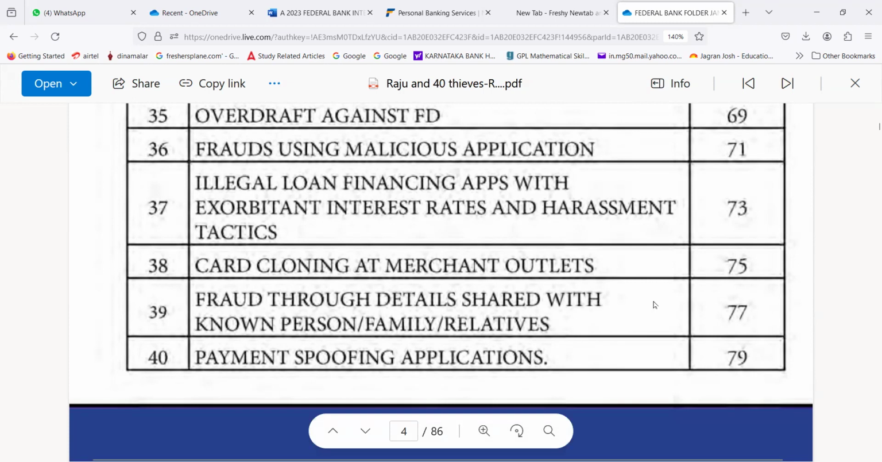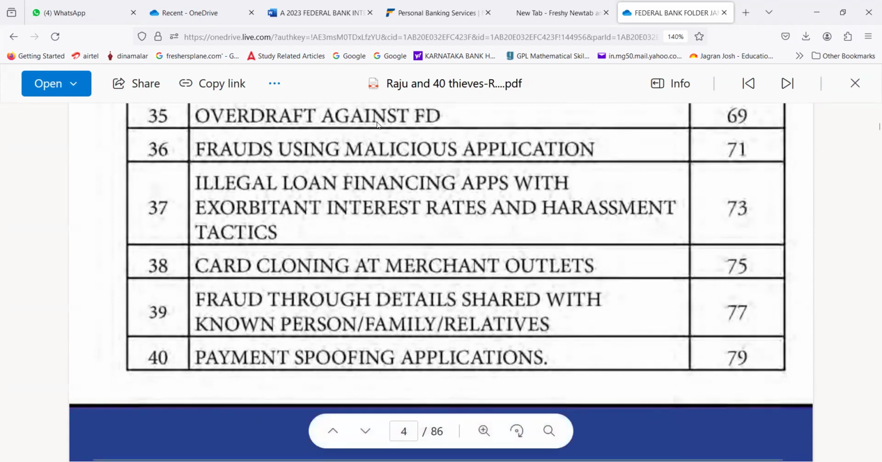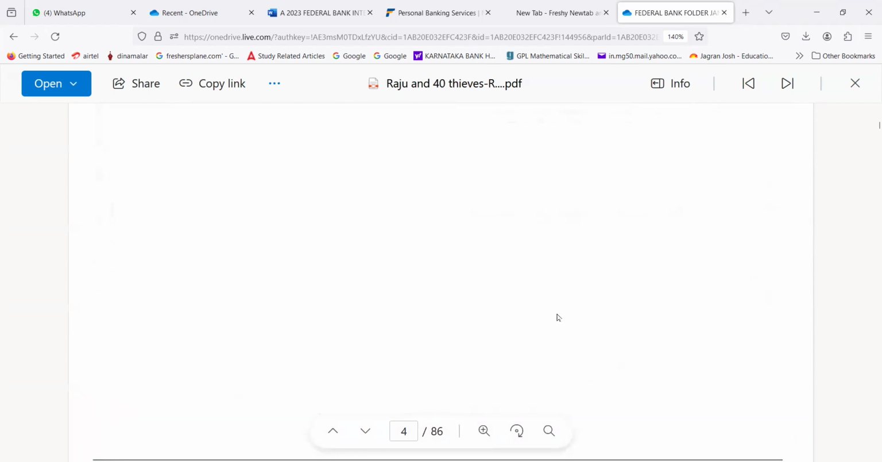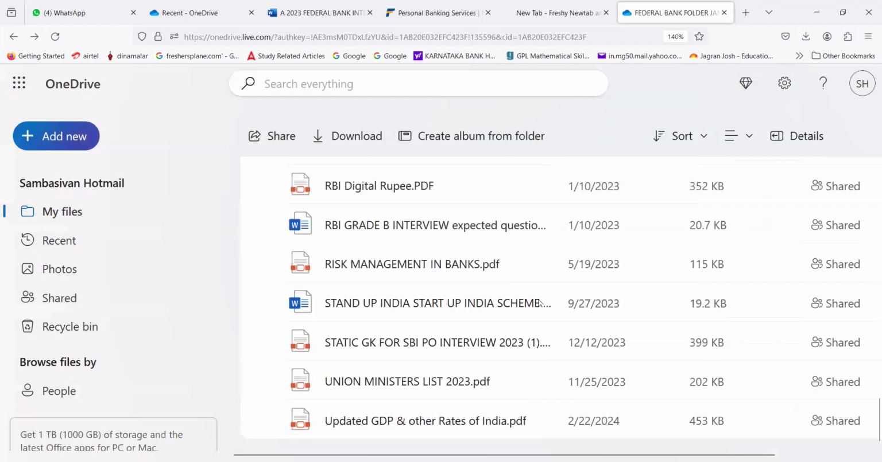38, card cloning at merchant outlets. 39, fraud through details shared with a known person or family or relatives. 40, payment spoofing applications. So this is what it is. I request those who are doing computer to go through all these things, and also engineers, you can go through this to know what it is. That will be useful. Good.